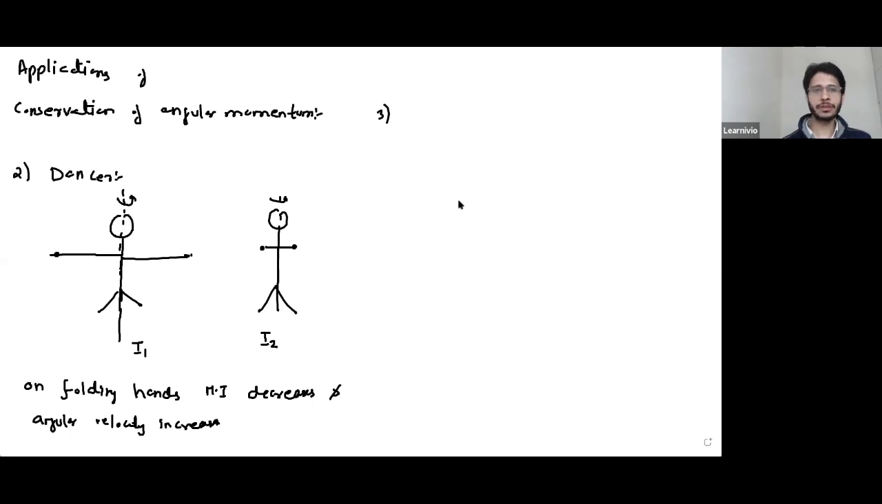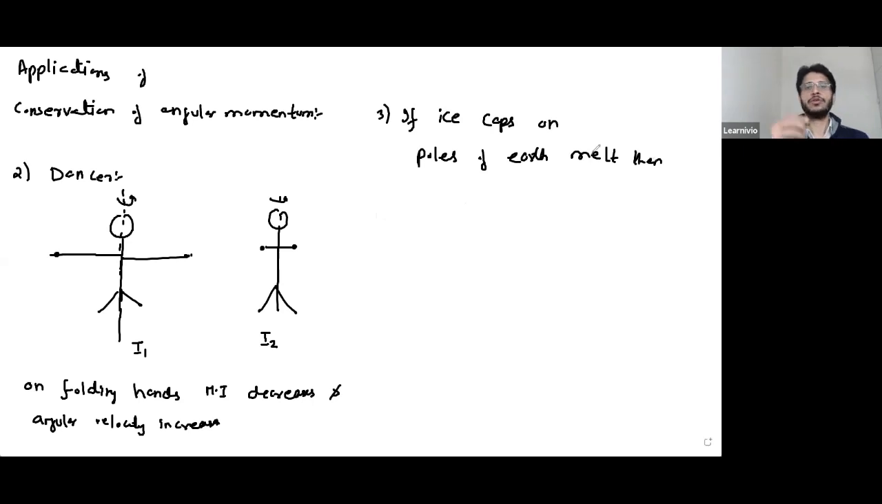If moment of inertia is decreasing like this example, then angular velocity will increase. And the third case is: if ice caps on the poles of Earth melt. If ice caps, meaning on the North Pole and the South Pole, if all glaciers melt, can you decide what will happen with the moment of inertia?